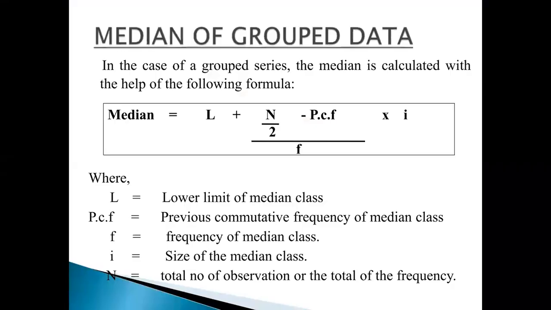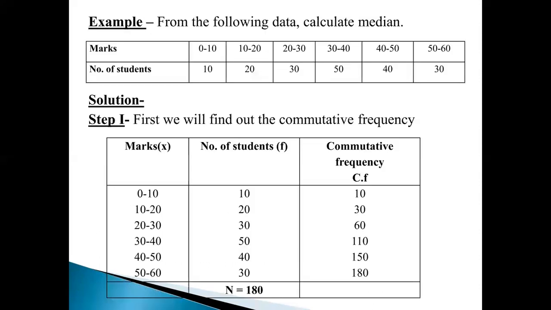So in case of grouped data, we have this particular formula: L plus [(N by 2 minus PCF) divided by f] into i. L is called the lower limit of the median class. PCF is the previous cumulative frequency of the median class. f is the frequency of the median class. i is the size of the median class. And capital N represents the total number of observations or total number of frequencies.